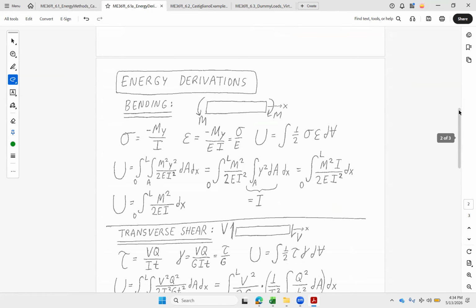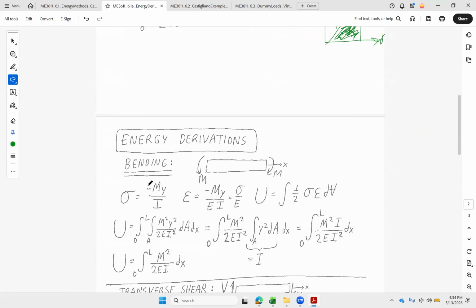So for beam bending, here's our formula, My over I, and our epsilon, just sigma over E. Bending is still 1D in terms of Hooke's law. We're only really looking at sigma xx and epsilon xx. So again, we're still in a 1D type case there. So a half sigma epsilon, we're still going to be going up and down the linear stress-strain curve right here.